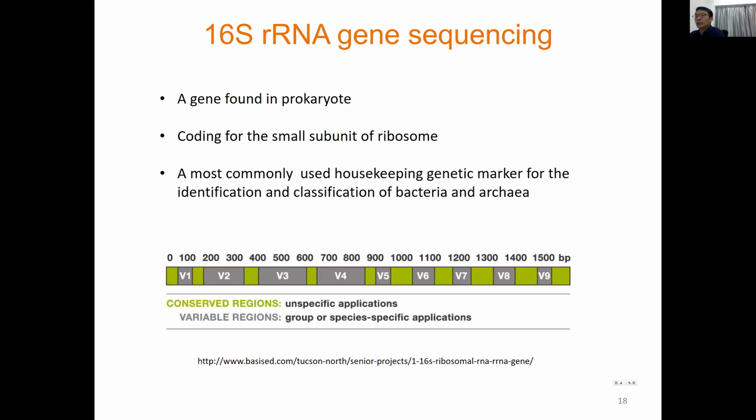This figure shows that the 16S rRNA gene has some conserved regions and variable regions. For the conserved regions, that means these regions are similar for different bacteria. The base pairs in these regions are similar. Therefore, the conserved regions allow us to design PCR primers to do the amplification.